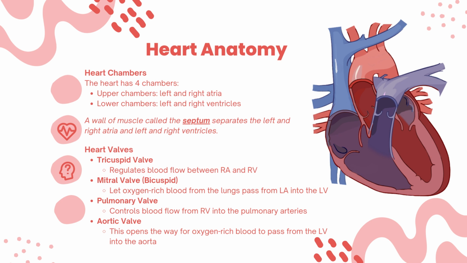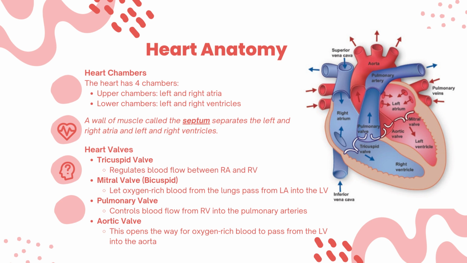We also have the pulmonary valve, and that controls blood flow from the right ventricle and into the pulmonary arteries, which carry blood to your lungs to pick up oxygen. And then we have the aortic valve, and that opens the way for oxygen rich blood to pass from the left ventricle into the aorta and into the rest of your body.